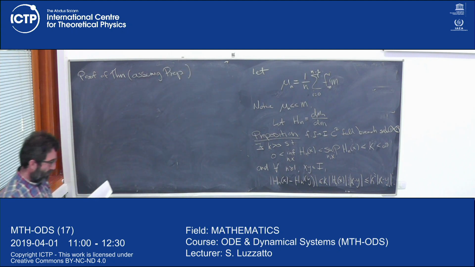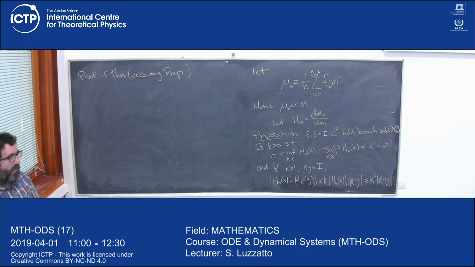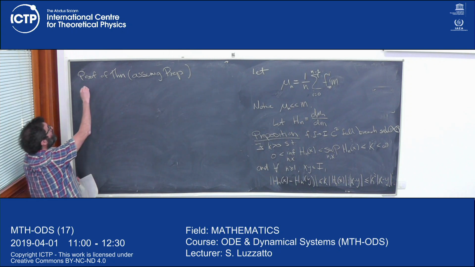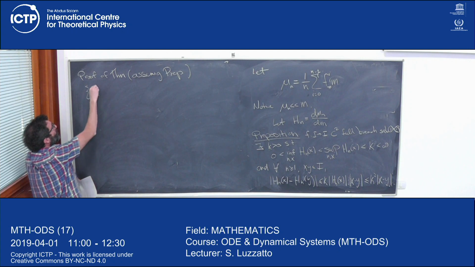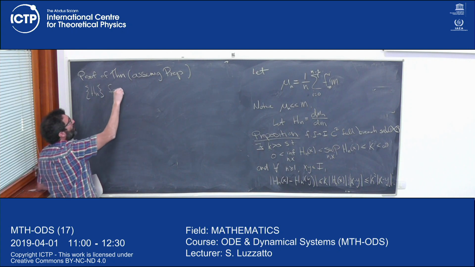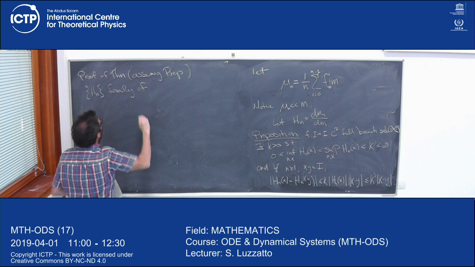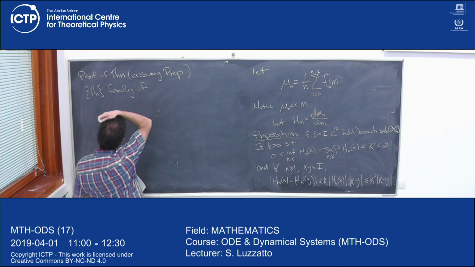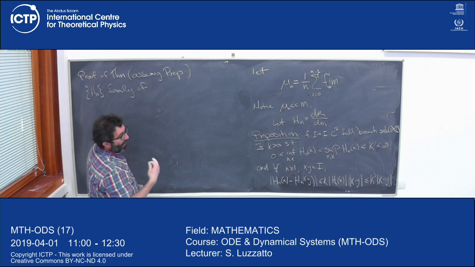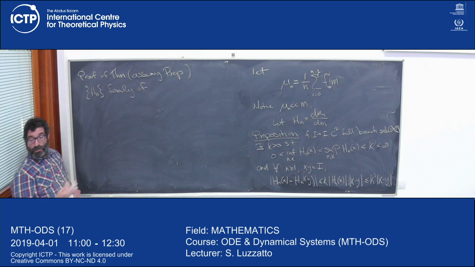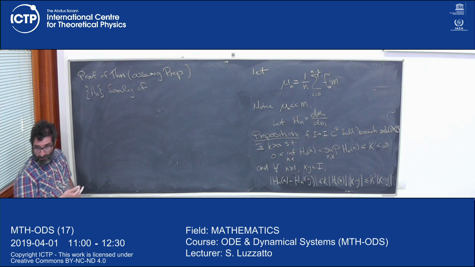Okay, so what does this proposition say? It says that we have a family of Lipschitz continuous maps. So by the proposition, Hn is a family of equi-Lipschitz functions, all with the same Lipschitz constant, all uniformly bounded above and below.